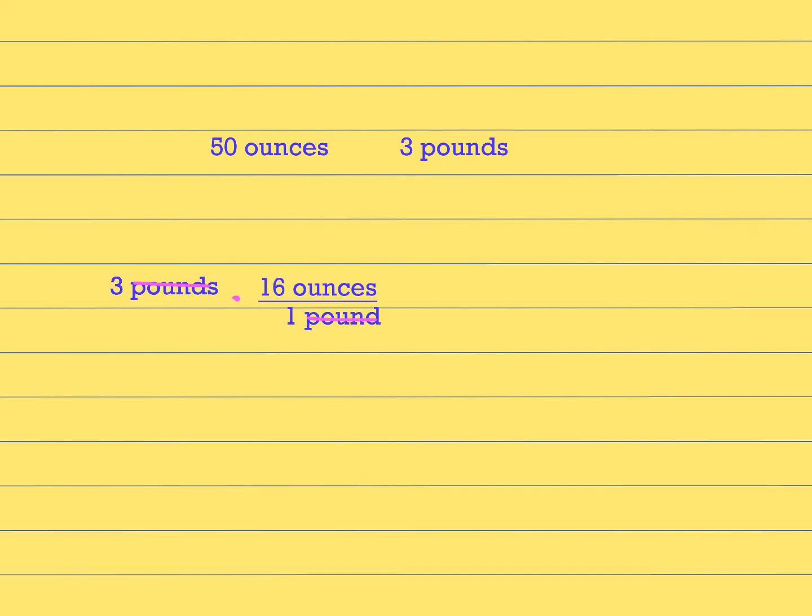I'm going to be left with ounces, and you can see that if I do 3 times 16, I get 48, and it's 48 ounces. That means 3 pounds is the same as 48 ounces. So if I was to compare 48 ounces now with 50 ounces, you can easily compare them and say, of course, 50 ounces is greater, so therefore that is the greater amount.